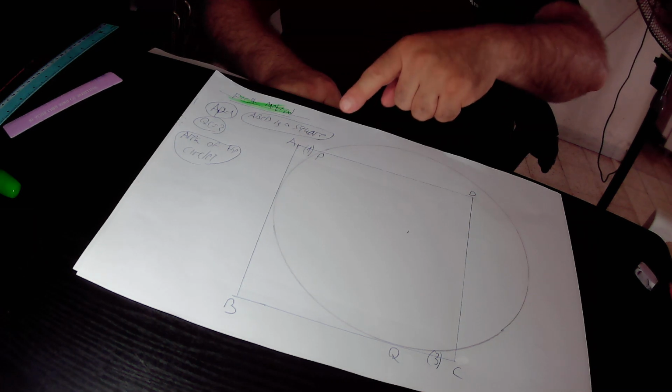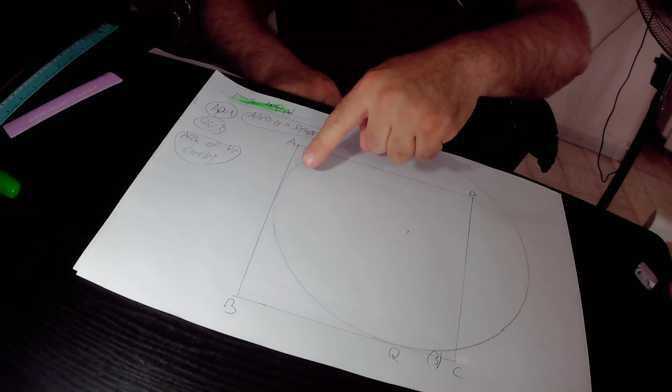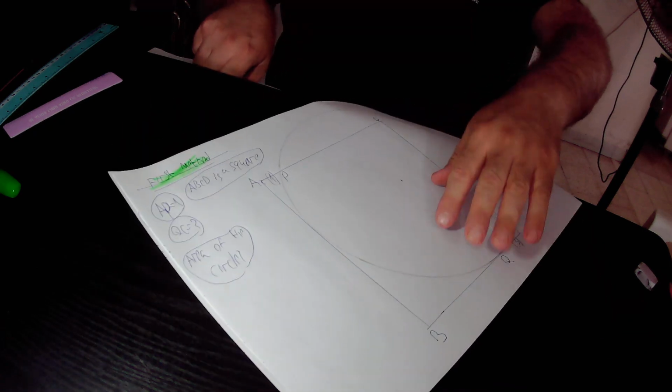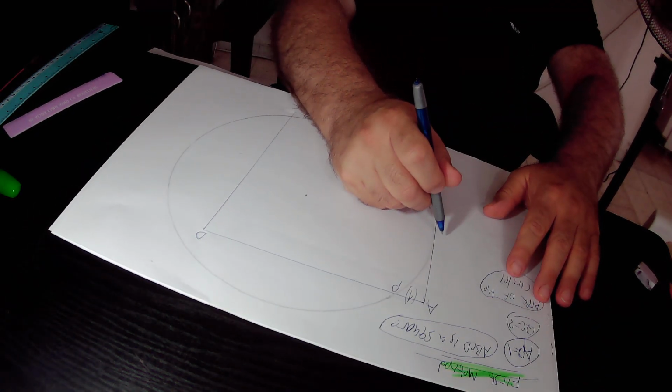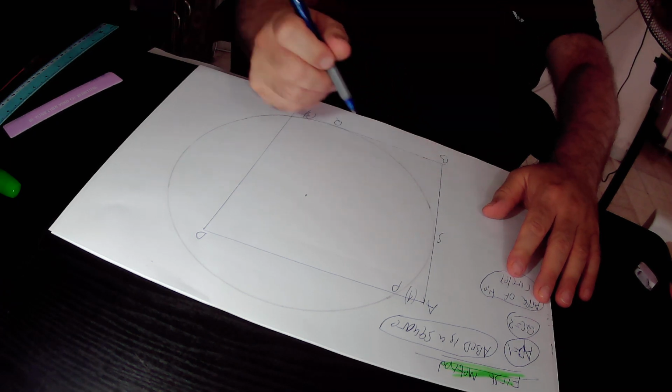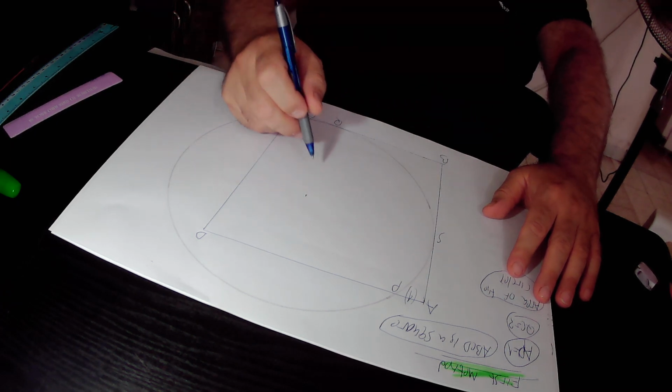So we'll name the point of tangency of tangent AB with this circle. This point is point S. And we'll also define the center of this circle. This point is point O.